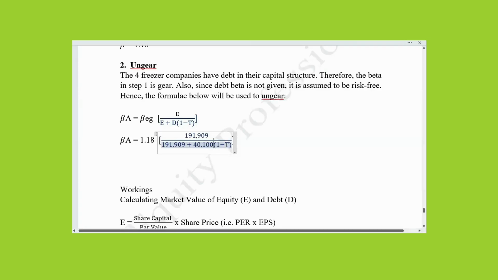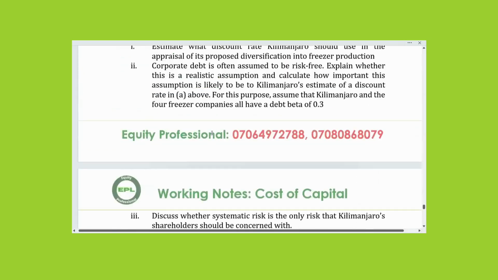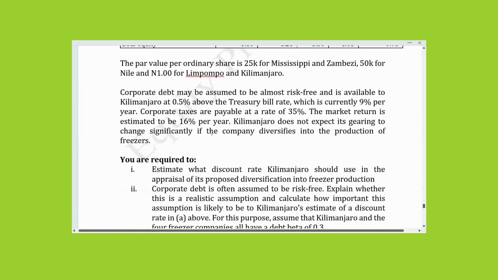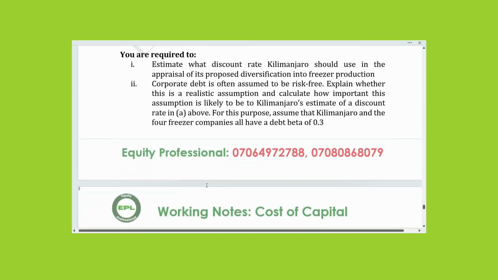Then the next thing I need to do is to adjust for tax. I will go back to the question. You need the tax rates of the proxy company. In the question, the examiner has told you in the last paragraph that corporate tax is payable at the rate of 35%. The examiner did not tell you whether it's meant for Kilimanjaro or the proxy company. So since the examiner is silent about it, it means that both the main company and the proxy company have the same tax rates. So we are using 35%.